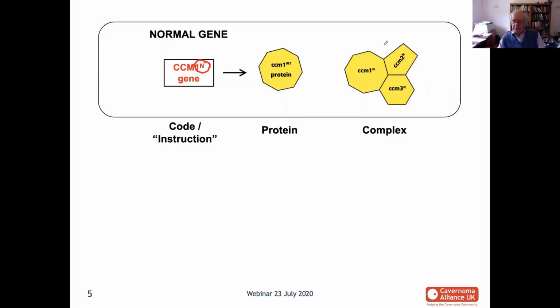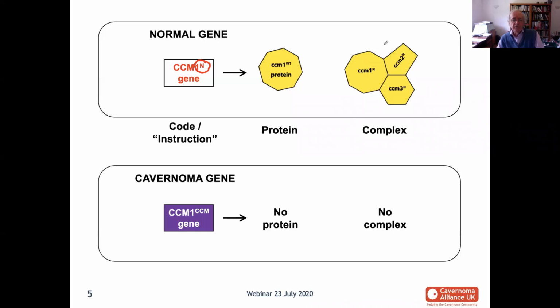What happens in the abnormal situation? Then in the abnormal situation, we have the Cavernoma gene, that is, it's become abnormal, and here it is, a CCM type as opposed to the normal type. And in that case, you don't get any protein. And that's the same whether it's CCM1 or CCM2 or CCM3. And whichever of those it is, you no longer get the complex. So this complex that you get in the normal operation of the blood capillary cell we're talking about, doesn't have that complex in the abnormal form.